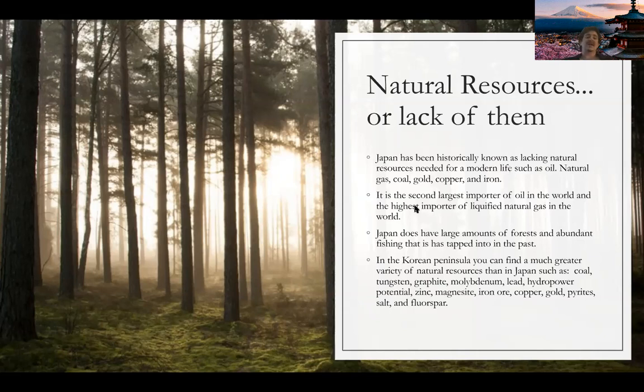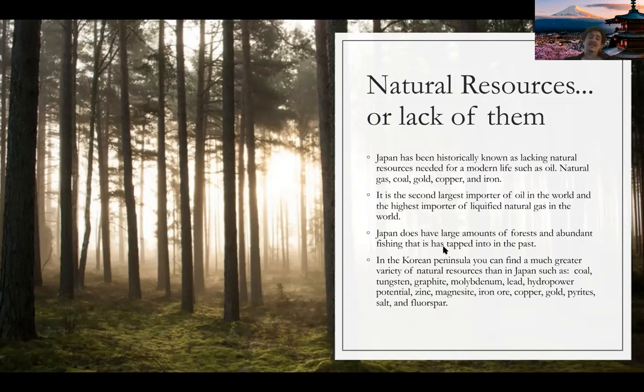Due to the fact that it doesn't have its own large supply, Japan has actually become the second largest importer of oil in the world, and it's also the highest importer of liquefied natural gas in the world. So a lot of the energy needs for Japan are met through outside means, so trade with other countries. And then, like I said, they have become the first and second largest importers of oil and natural gas.